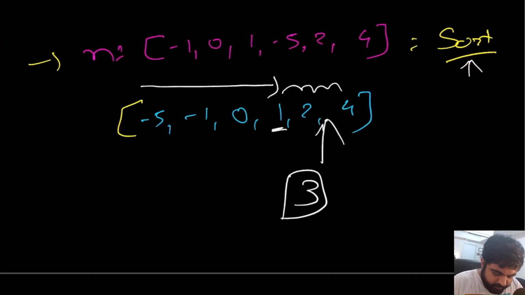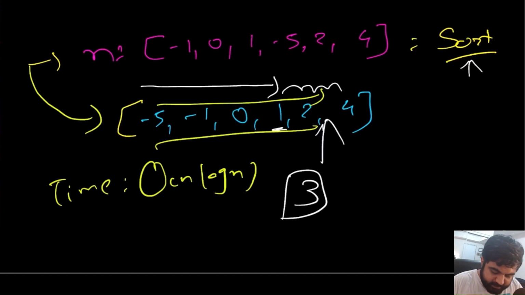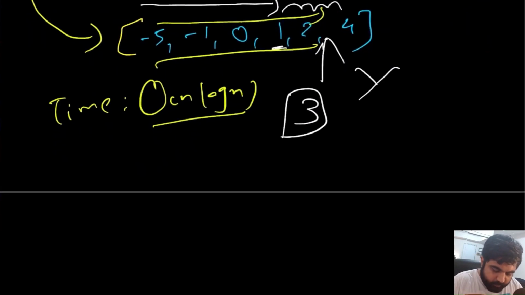But the issue with the sorted approach is that, from the given input, generating the sorted array takes us a time complexity of big O of n log n, and then we have to iterate over it once. So this time complexity is still more than what we want. So this approach is also not going to work. Let's try to see some better approach.